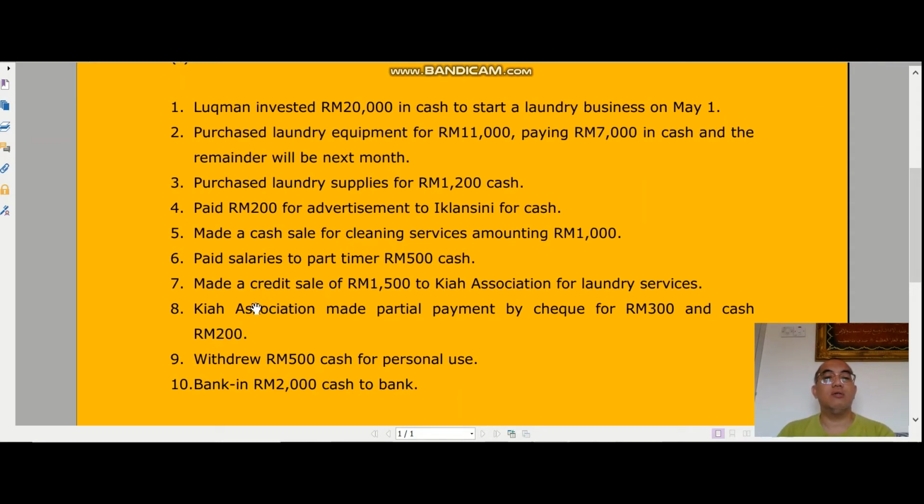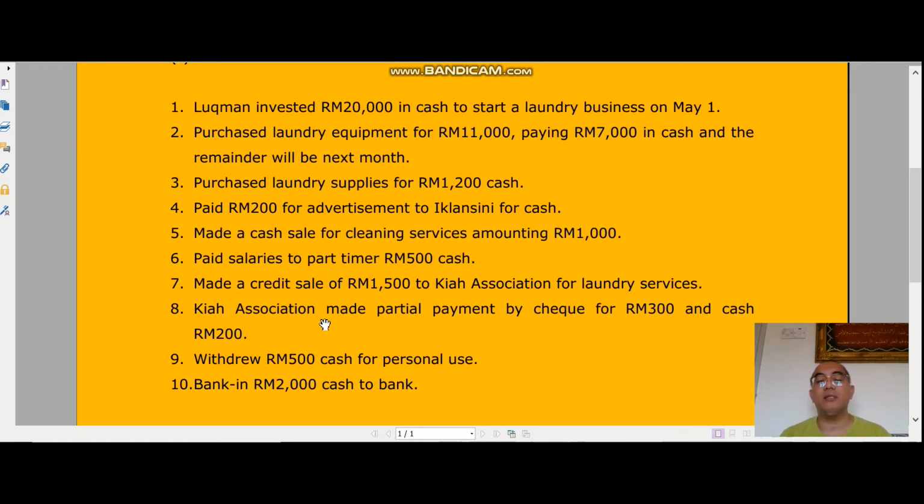And okay, on the 7th, we sold to her, and the next day she made a payment, partial payment by check. She owes us 1,500, but suddenly she made a payment by check 300 and cash 200. So before this, Kia Association owed us 1,500.